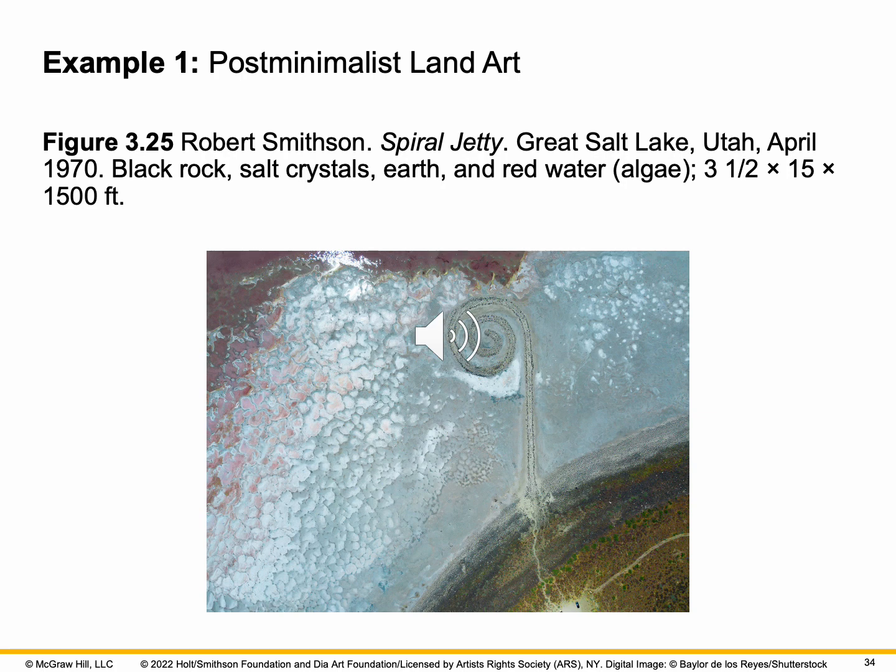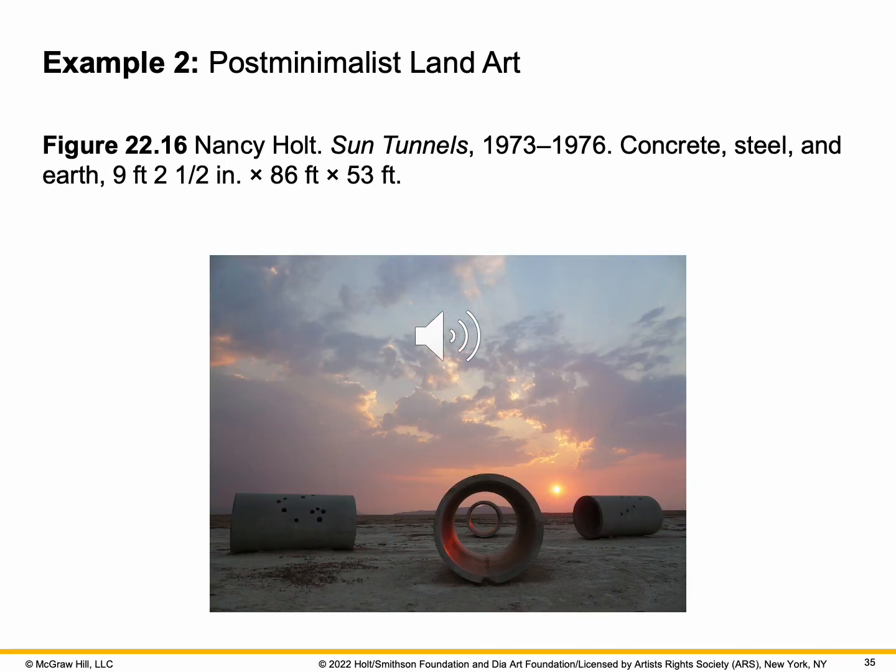Salt crystals accumulated and sparkled on its edges. Depths of water in and around it took on different tints of transparent violet, pink, and red. Spiral Jetty was submerged by the lake soon after it was created, but resurfaced in the early 2000s, transformed by a coating of salt crystals. With Sun Tunnels, Nancy Holt explored the intersection of art and science, reflecting her interest in time, light, and perception.